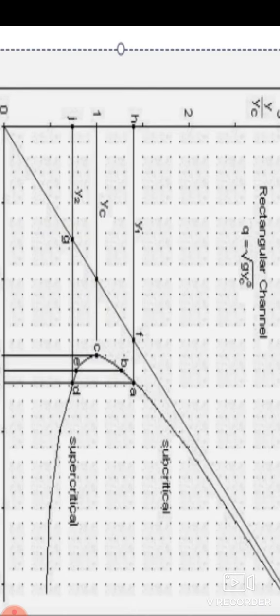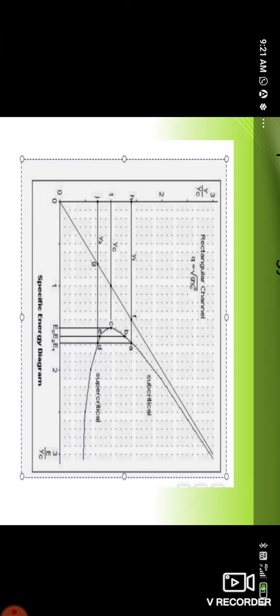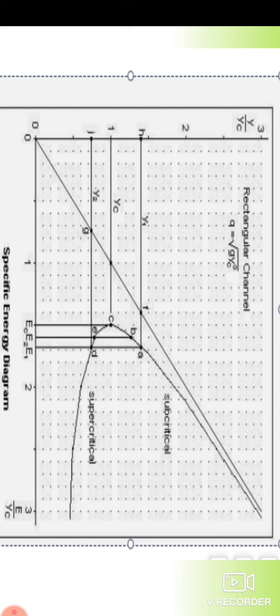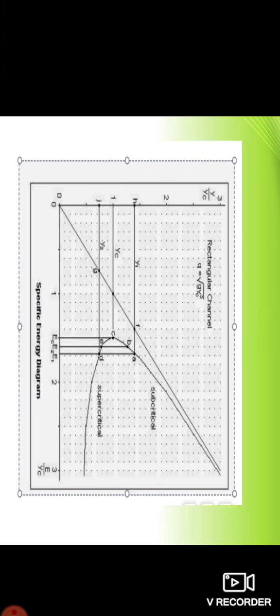Then this is the specific energy curve. Here, on the specific energy curve, we have Yc, Y1, and Y2. Yc is nothing but the critical depth. Y1 and Y2 are two different depths, and corresponding to them are E0, E1, E2, that is the critical specific energy and the specific energies.